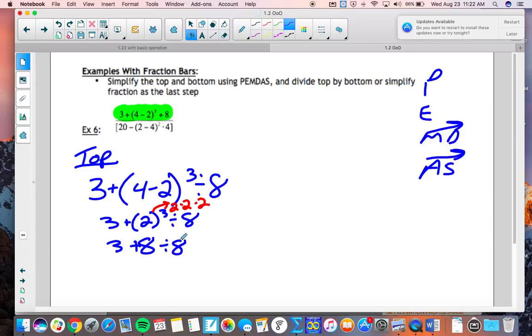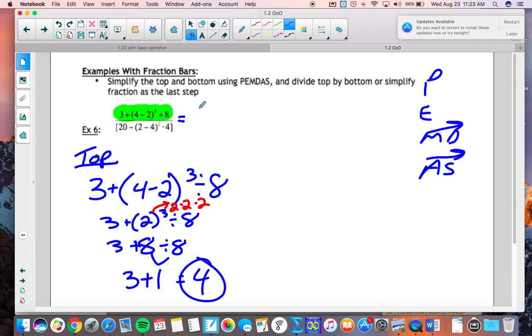What do I have to do here first? That's right, working down on our PEMDAS, we've done exponents, any multiplication or division we have to do next. So that's 8 divided by 8. Then last but not least, do your addition. 3 plus 1 is 4. Boom. Oops, I got excited like I'm done.